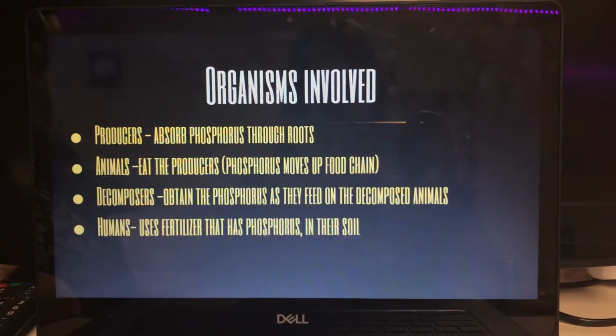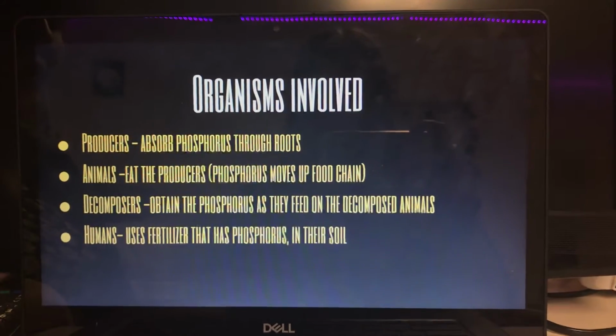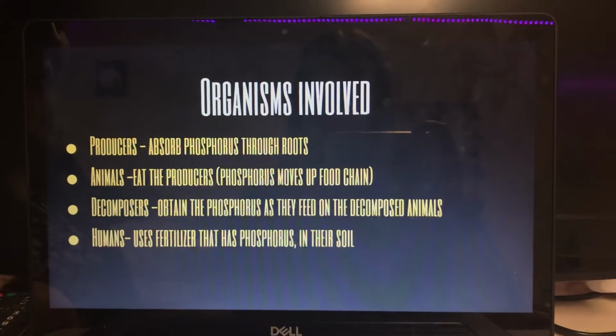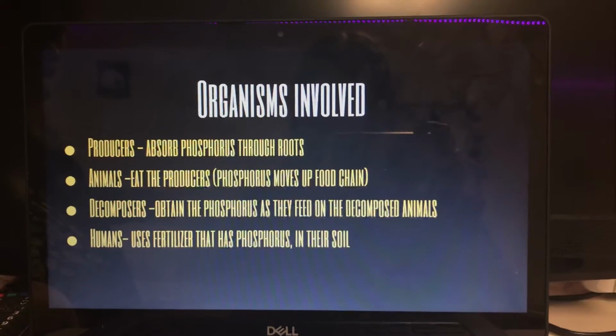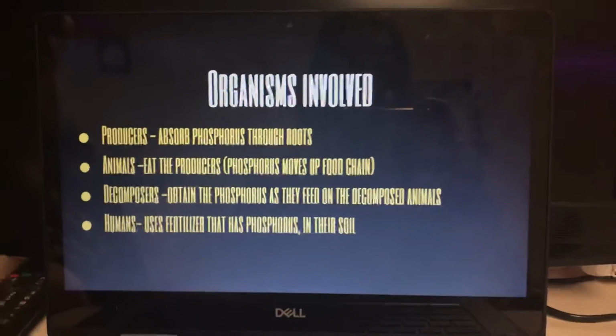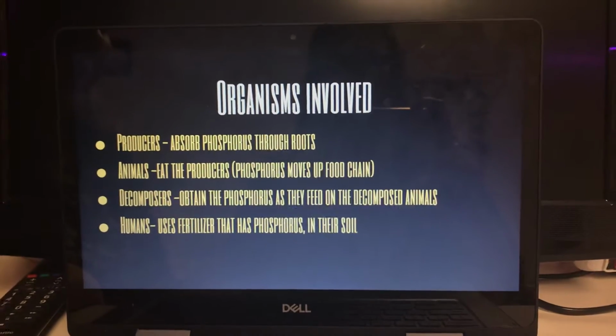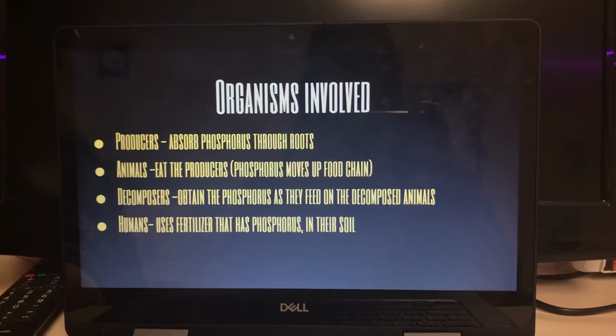And we also have humans that are involved in the phosphorus cycle. Humans use fertilizer that has phosphorus, and they also have food production that moves it around that way and into human bodies as well. But fertilizer is a big part that's in the soil.